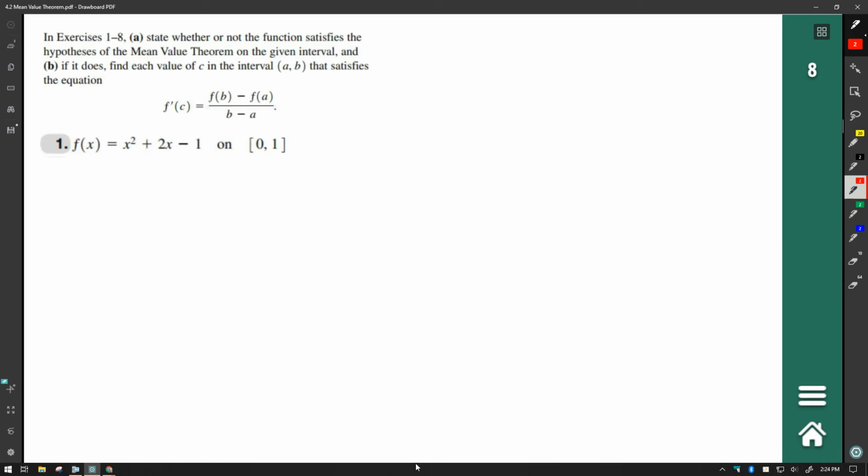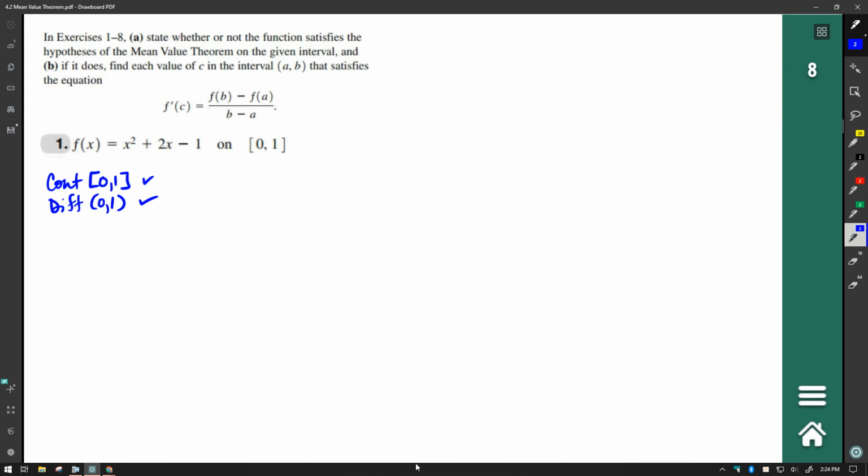Next up, we have an exercise from the text. This is question number 1, where we're asked to do the same thing. So first, we want to verify the MVT actually applies, and I think that's easy enough to do. Are we continuous on [0, 1]? Are we differentiable on the open interval 0 to 1? We can quickly check yes and yes because this is a polynomial function, x squared plus 2x minus 1.